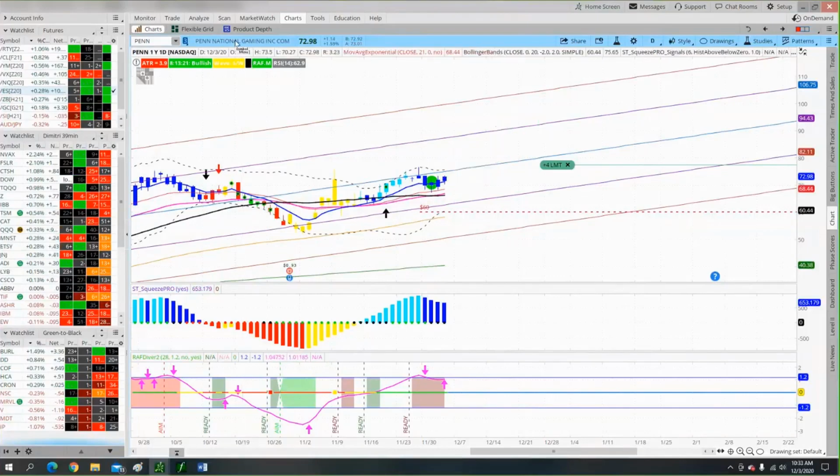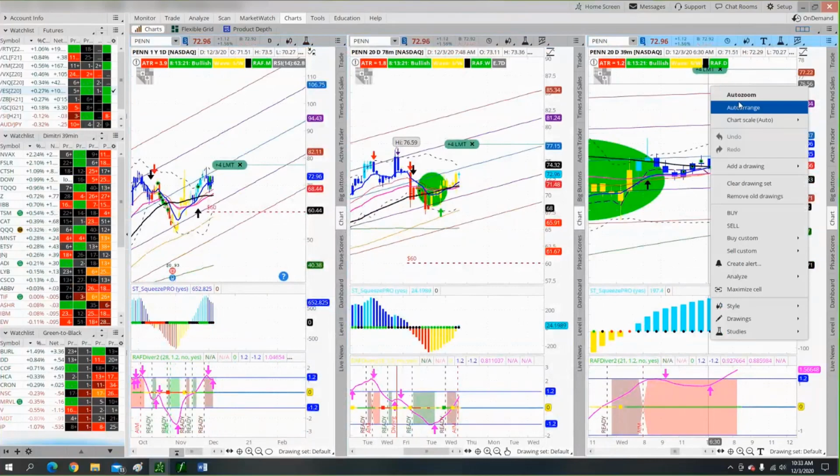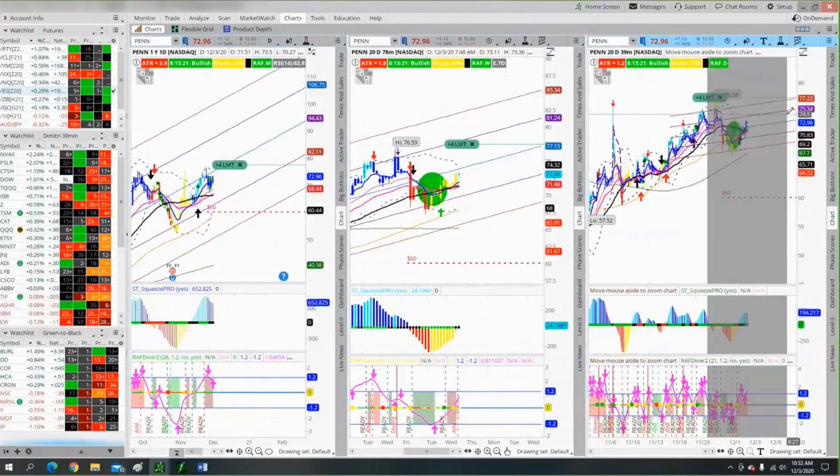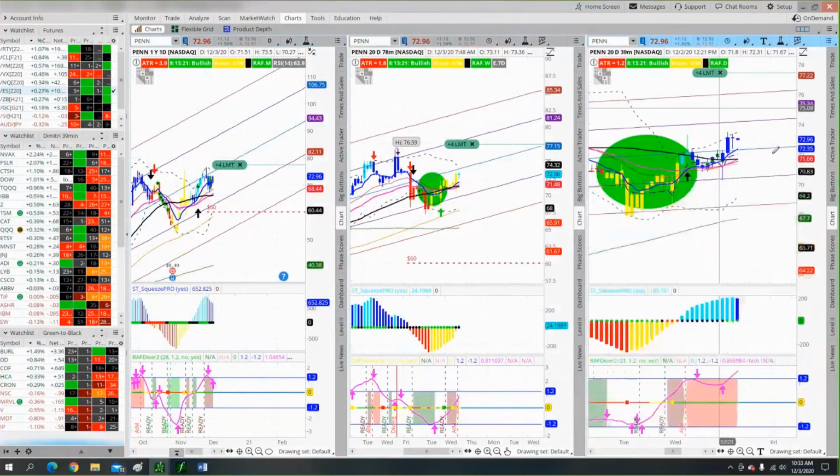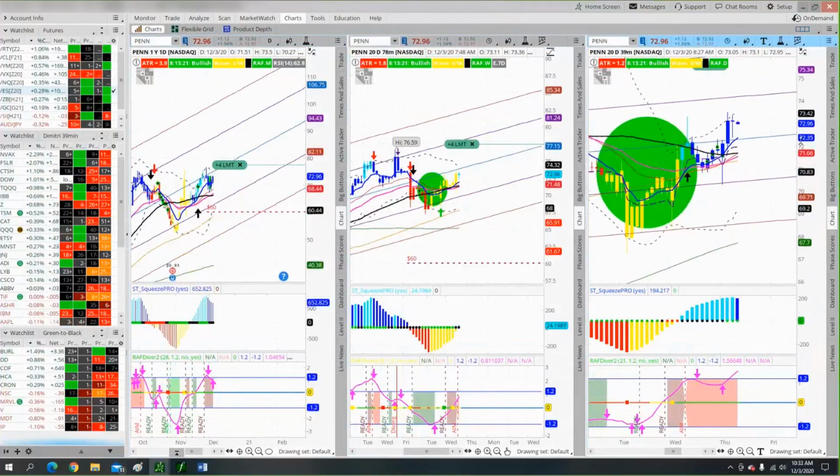Or you can look at a smaller time frame, right? Absolutely, you can do that. When I go to smaller time frames, you can trade the same technical pattern.